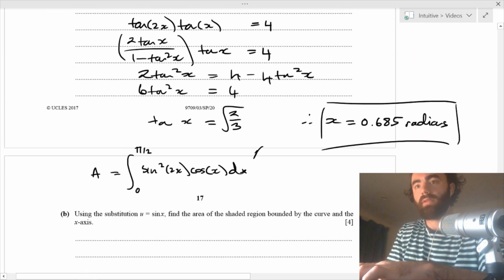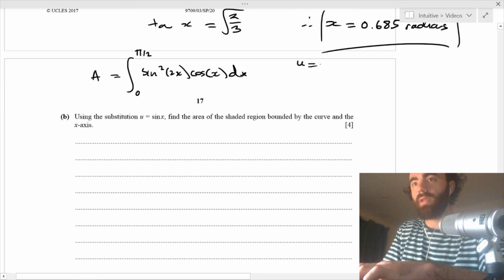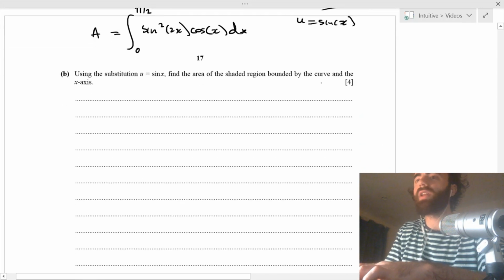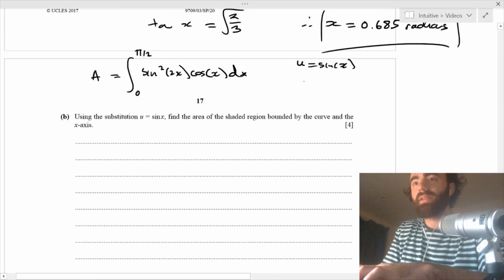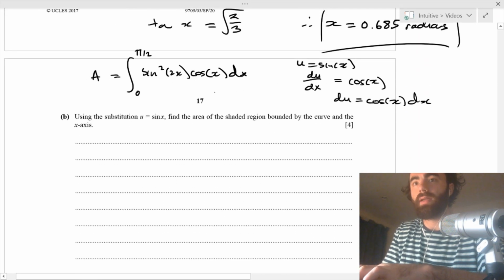So that's what we need. We need to figure that out by substituting in u equals this. So if u equals sine of x, then du by dx is equal to cos of x. So therefore du equals cos of x dx. Okay, and we can already see we have that.